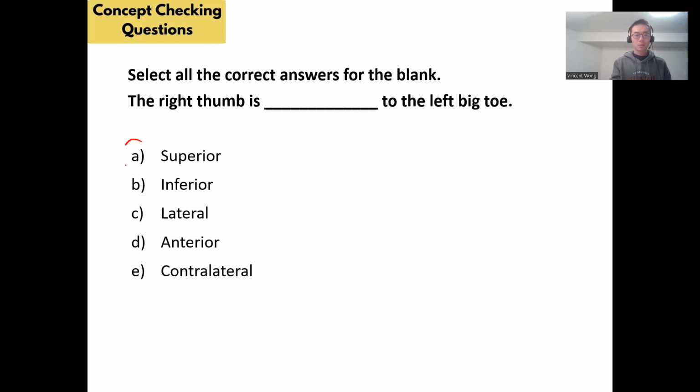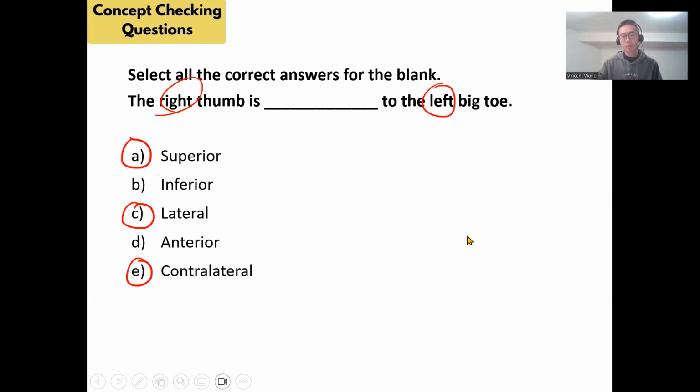Okay, so the right thumb is superior. The thumb is definitely higher up than your toes, right? If it's superior, then it cannot be inferior, right? If you're in anatomical position, the thumbs are further away from the middle than your toes are, so they are lateral. Okay. Thumb is not really in front of the big toe. If anything, it's behind it. And the right side and the left side, contralateral. On the opposite side, right?